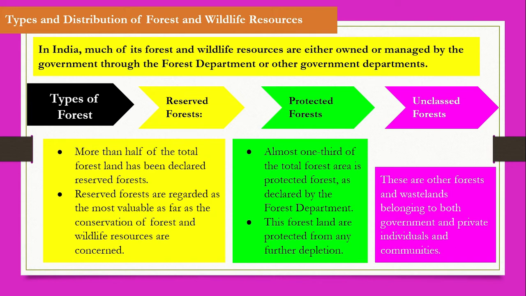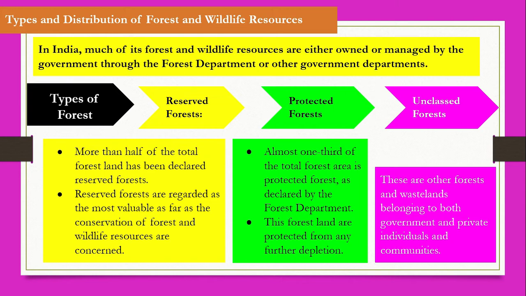So the division of the forest is done into three categories. As you can see on the screen here, the reserved forest, protected forest and unclassed forest. So how many types is the forest divided into? Three types. First one reserved, second one protected, and the third one is unclassed. Let us learn about each one now.